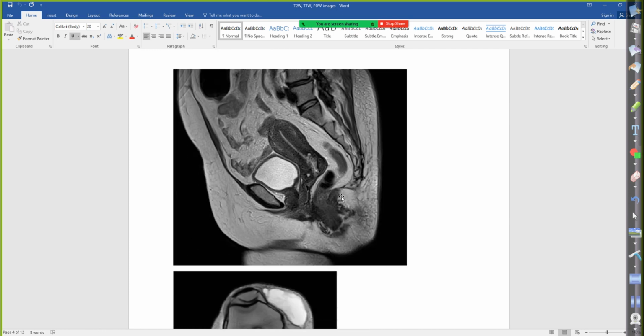T2. Here we don't have CSF, but this is a female soft tissue pelvis, and we have urine within the bladder. We have a little bit of fluid in the endometrium of the uterus. And you can still see a little bit of the fluid in that spinal canal area here. But everything else is either subcutaneous fat or fat within the abdominal cavity.